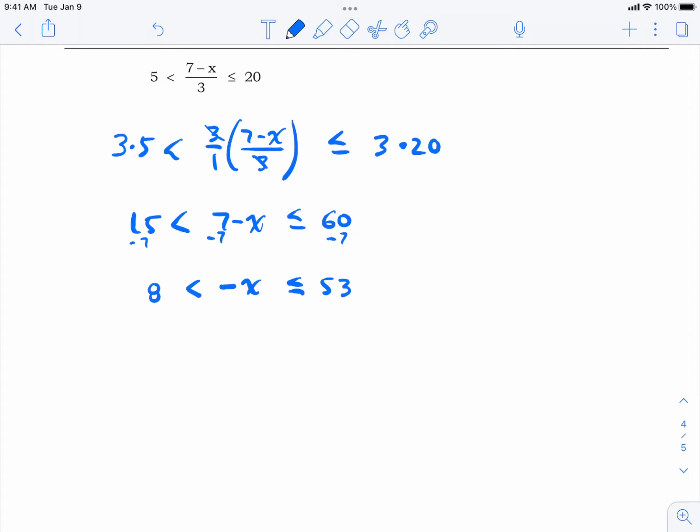Huh, I did it wrong before. I'm doing it right this time, though. Good. So, okay. Now we've got a slight problem here. That's not x yet. That's negative x. So what are we going to do now?